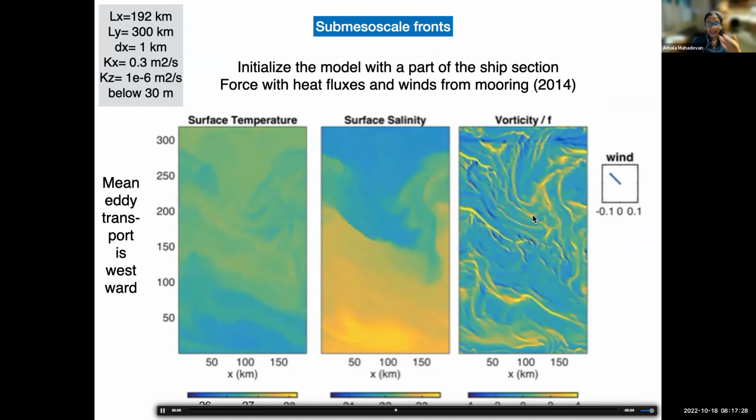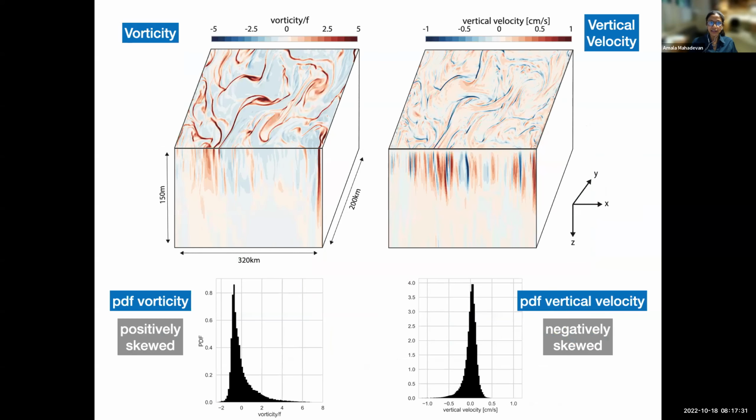And if you try to look at the statistics of these fields, the vorticity is shown here on the left and the vertical velocity on the right. And so you can see a PDF of the vorticity. It's highly skewed. You see much larger values of positive vorticity. And if you measure the Rossby number as the relative vorticity to the planetary vorticity, you can see that the Rossby number is order 1, or in many cases, much larger than 1. And that occurs in these very narrow filaments, which are essentially fronts.